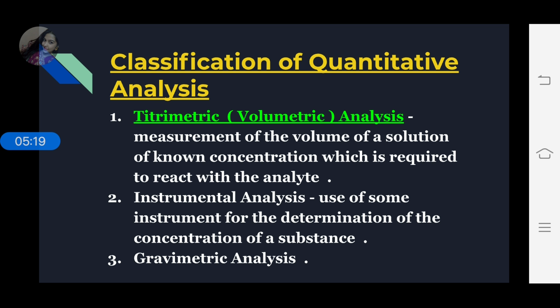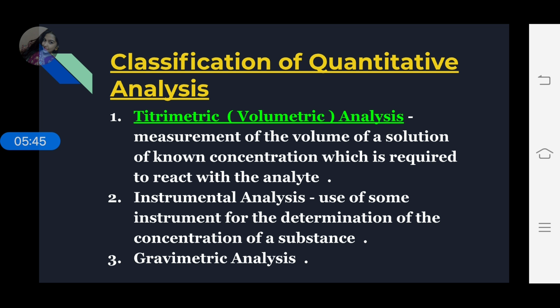The next is instrumental analysis. Instrumental analysis means you are using some kind of instruments to find the concentration or the quantity of a certain component in that sample. Then again, there are various kinds of instruments in the chemistry lab. All those you can use for finding out the concentration or the quantity of your components.